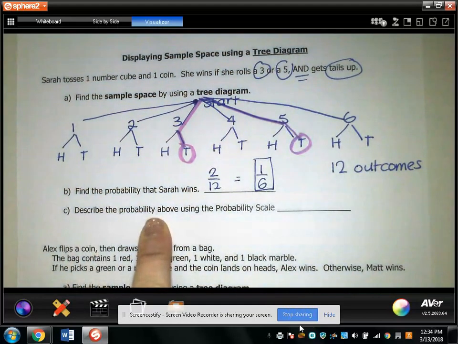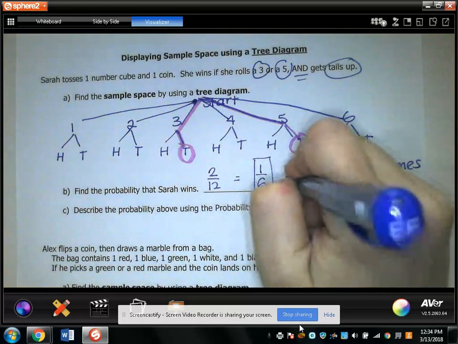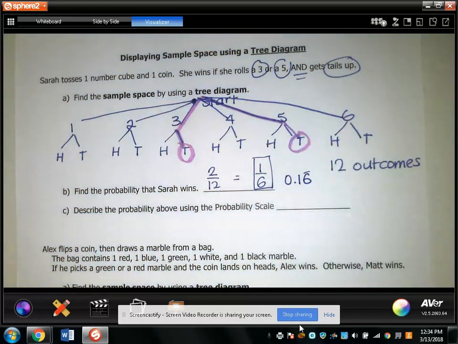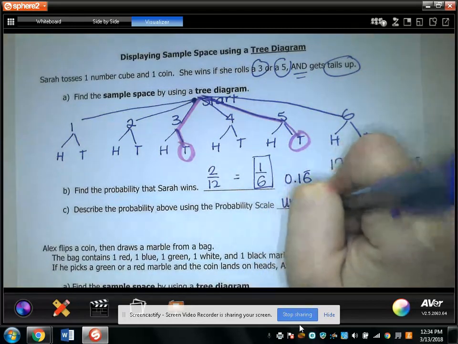Describe the probability above using the probability scale. Well, 1 out of 6, if I put this as a decimal, let's see, I would get 0.16 repeating. And I would say that is unlikely because it's between 0 and 50%.